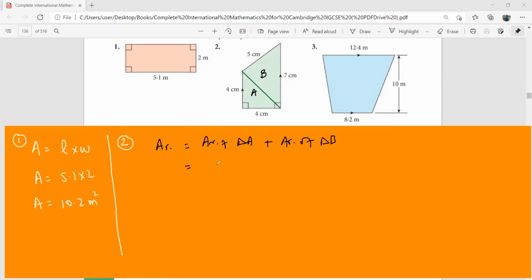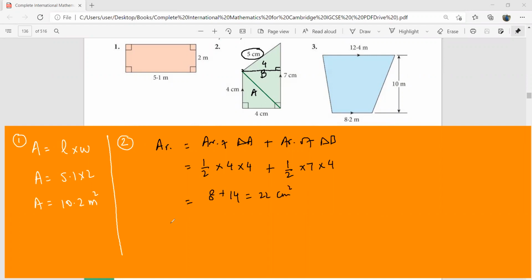This triangle has area half into base into height, plus now this height. If you look, this height is the same as the height of this triangle, so it is 4 as well. Plus the area of the second triangle, which is half into 7 into 4. This 5 is not required here to determine the area of this trapezium. So the area is 8 plus 14, that is 22 centimeters square.